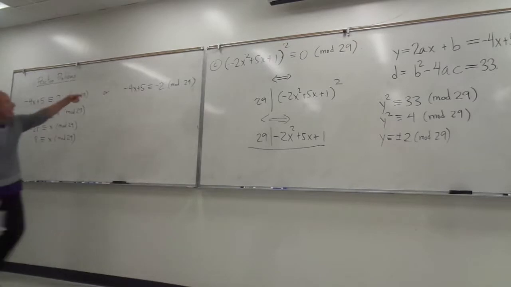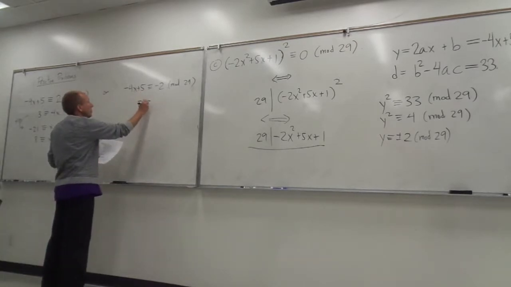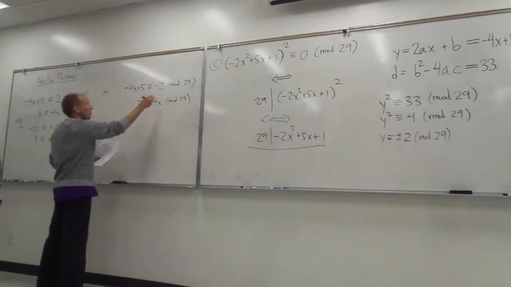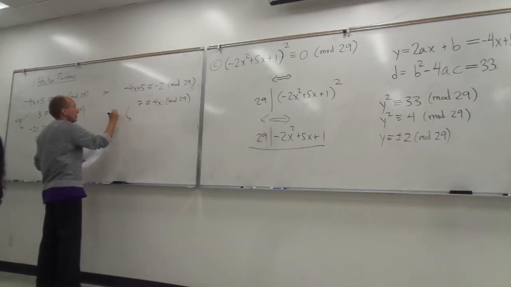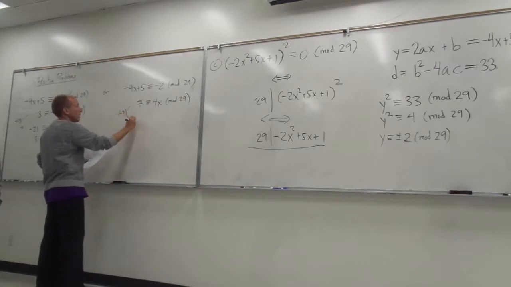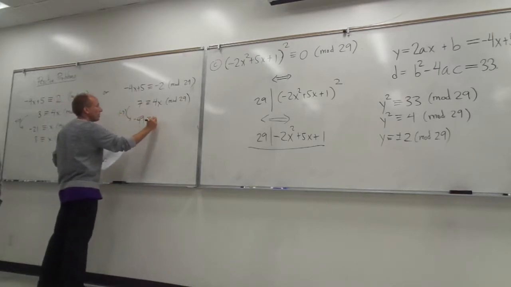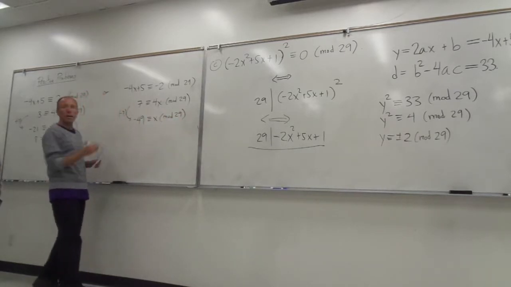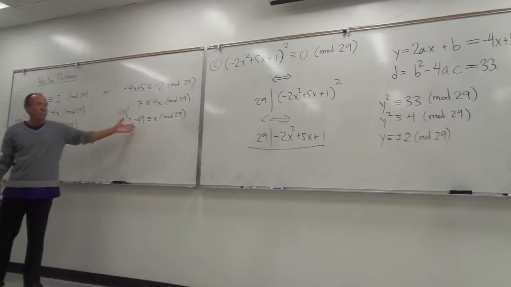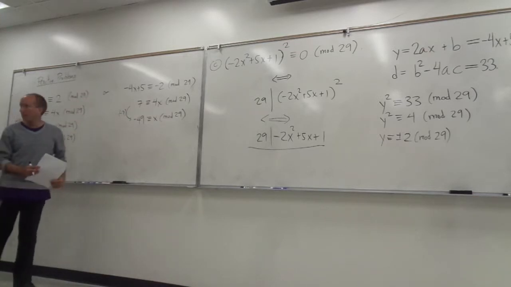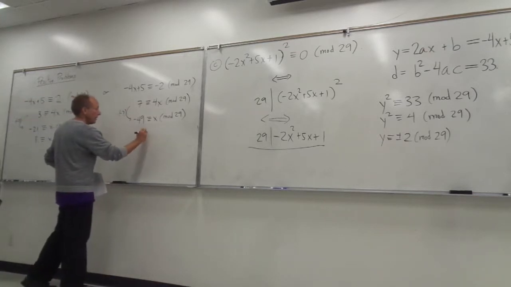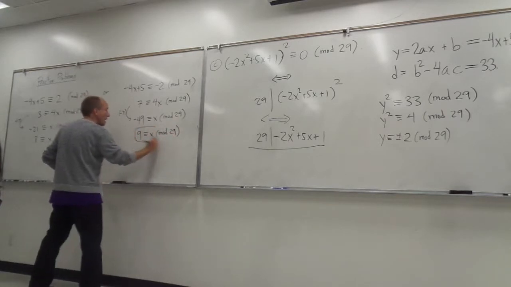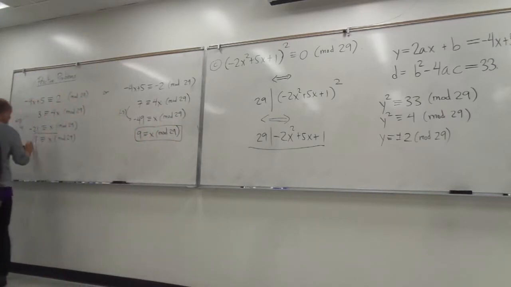If I go on the other side, I can add the 2 to the left side and put the 4x on the other side. Again, I can multiply by negative 7. So that's going to be negative 49 is congruent to x mod 29. And I'm going to add 58 to that, I think, because 58 is the same as 0. I'm going to get 9. So x is congruent to 9 mod 29. So these are actually 2 solutions here.